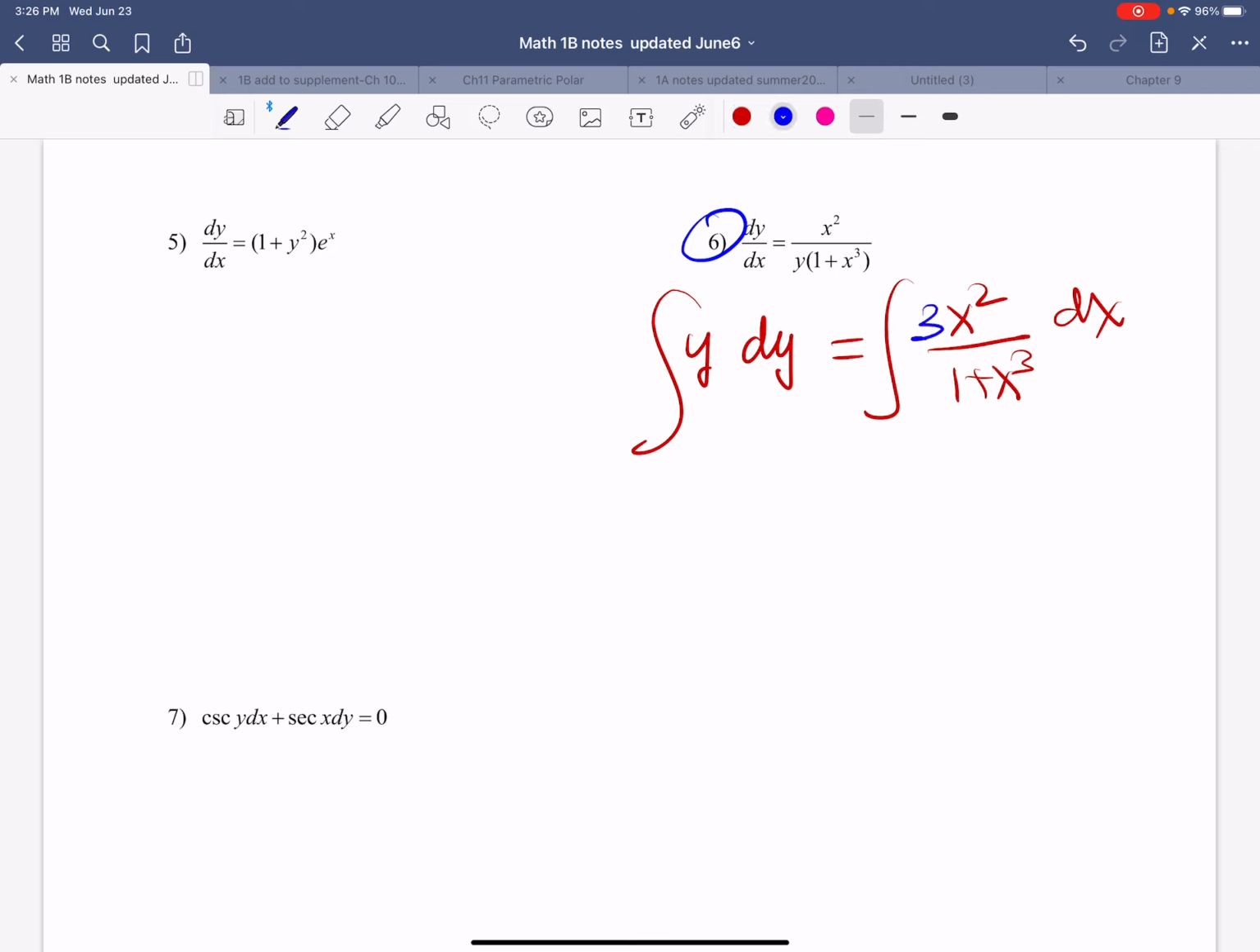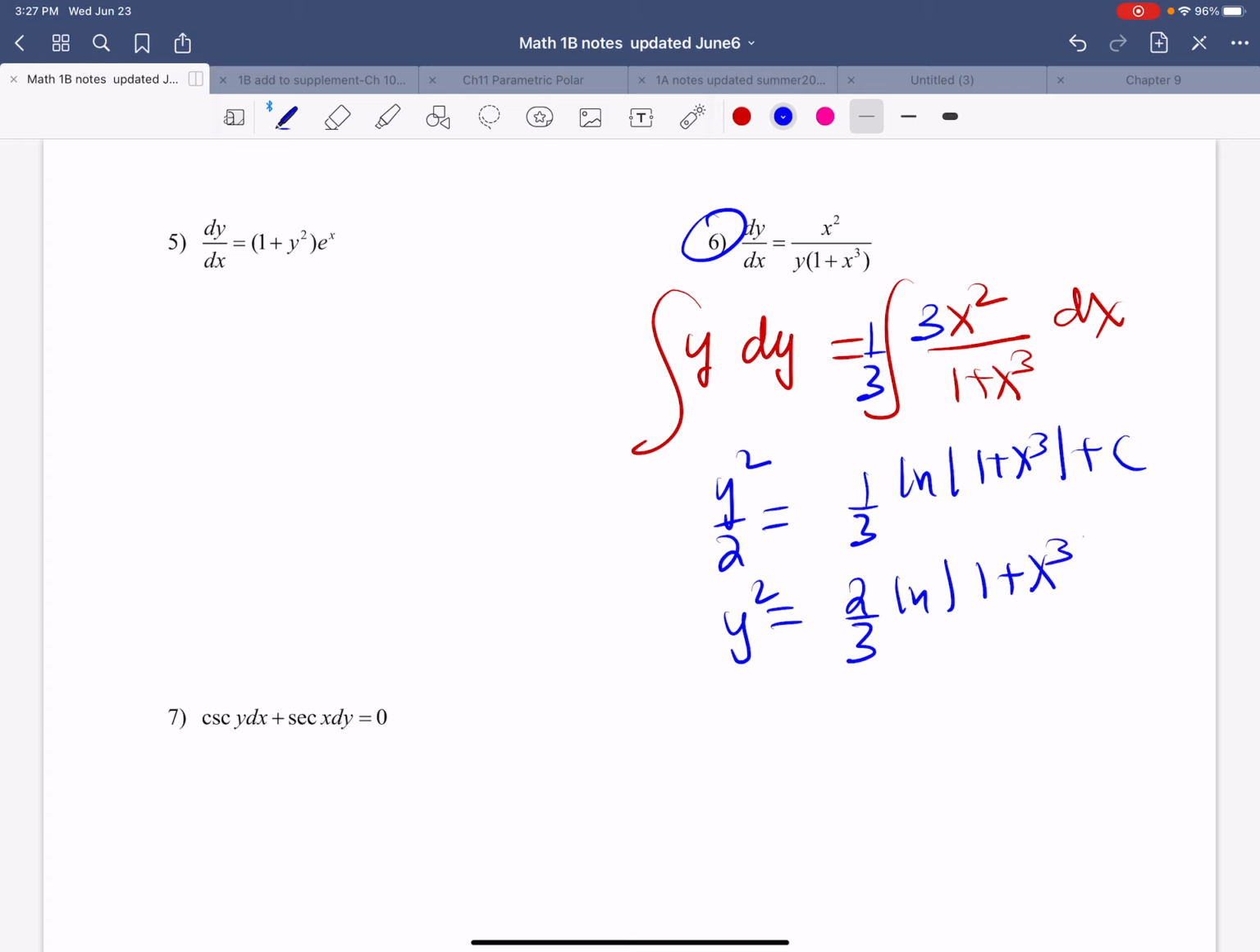Now I need to multiply and divide with the 3 to get the common denominator. Turns out to be y squared over 2 is equal to 1/3 natural log of 1 plus x to the third plus a c. Let's multiply everything with a 2. Turns out to be 2/3 natural log of 1 plus x to the third plus a c. Now we want to isolate the y here, so I can go ahead and do the square root, which is plus minus square root of 2/3 natural log of 1 plus x to the third plus a c.